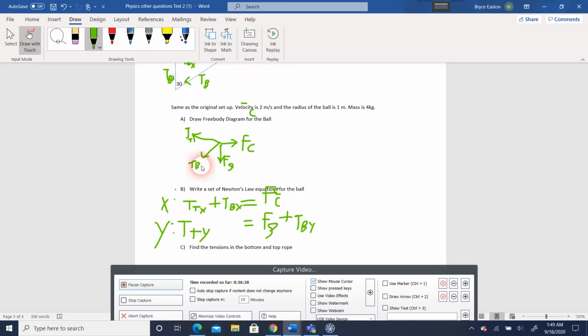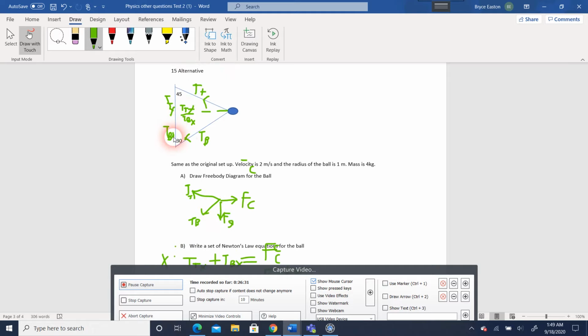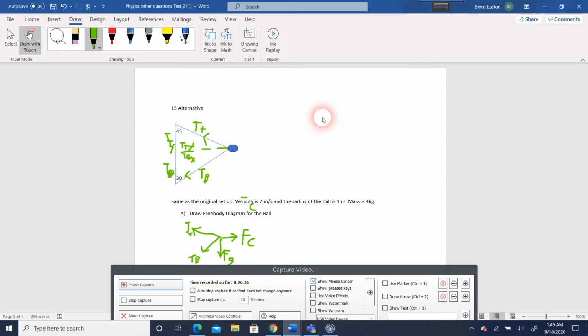In addition, let's use this time to write out what the y's and the x's are. Let's do the top one first. We've got a 45 degree angle here, and that means that Tx, it's opposite, so it's going to be equal to sine 45 times T top.